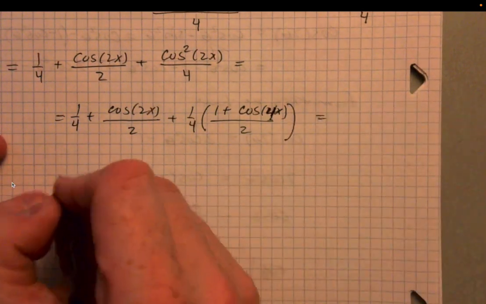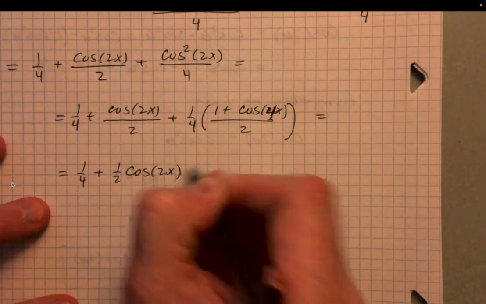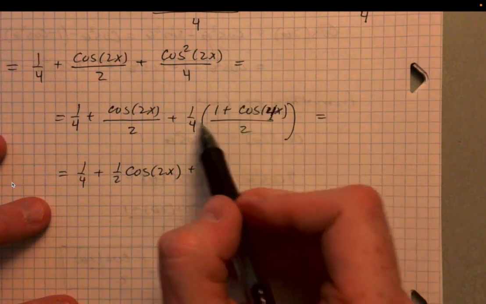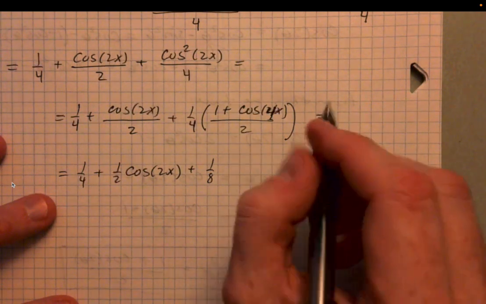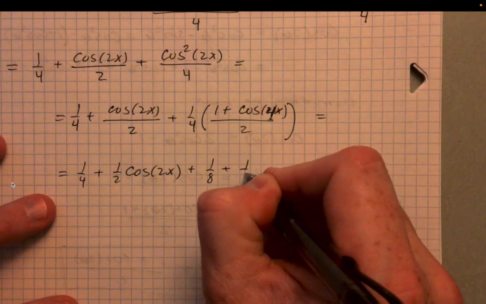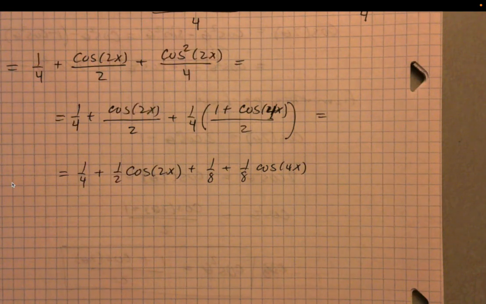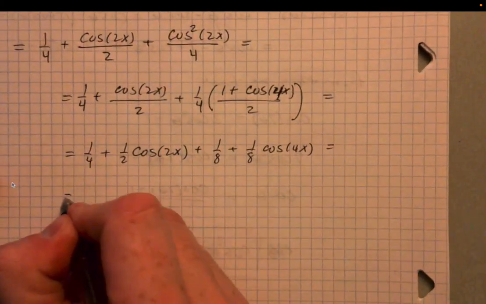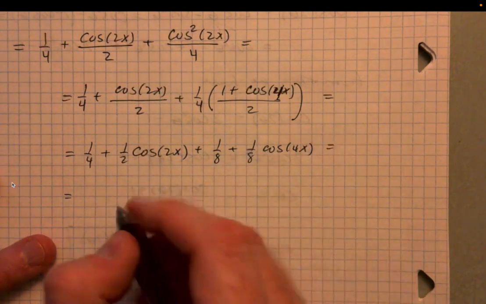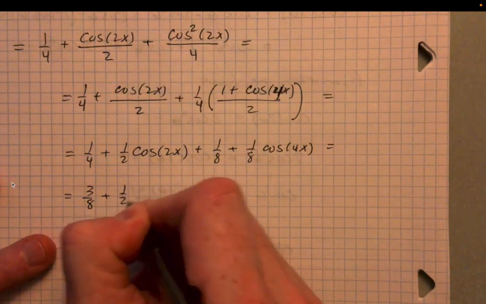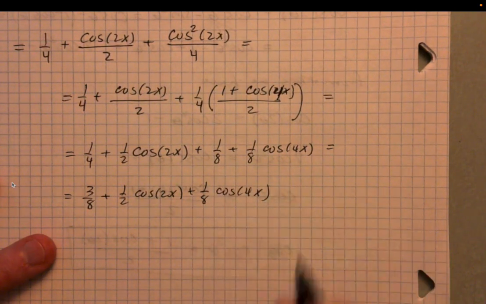All right, now we could just simplify this. So let's write 1/4 plus 1/2 cos 2x plus, I guess you've got 1/8, right? So you've got 1/8 plus 1/8 cos of 4x. Okay, and then finally, I guess we could combine the constants here. And so an 1/8 plus a 1/4 is basically an 1/8 plus 2/8. And so I got 3/8 plus 1/2 cos 2x plus 1/8 cos 4x.